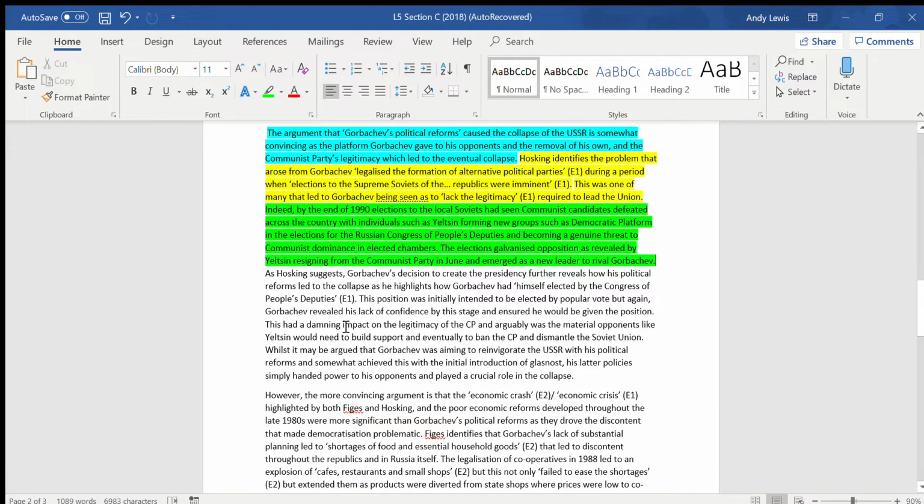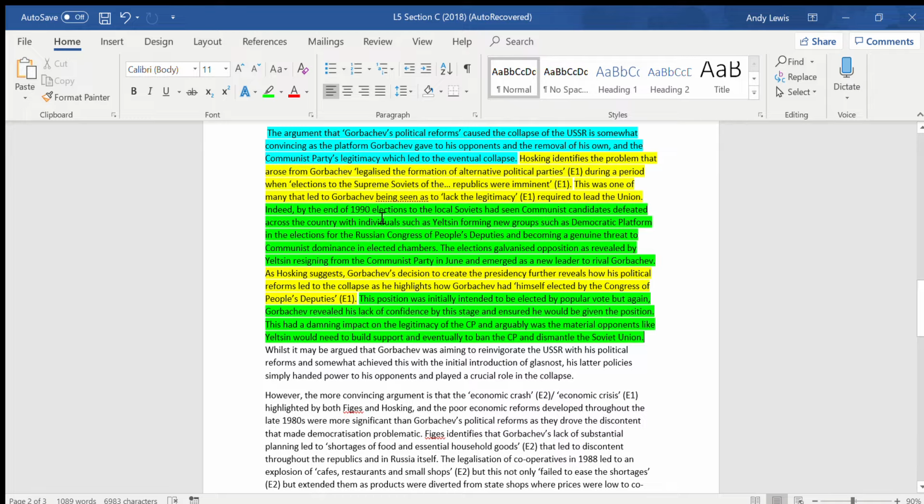As Hosking suggests, Gorbachev's decision to create the presidency further reveals how his political reforms led to the collapse, and how he highlights how Gorbachev had himself, quote, had himself elected by the Congress of People's Deputies. So again, nice little bit of source use, good inference, good use of the source. And then we go back to the contextual knowledge again. So you're starting to see a pattern forming.